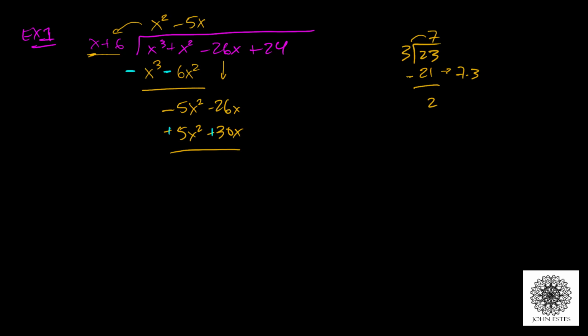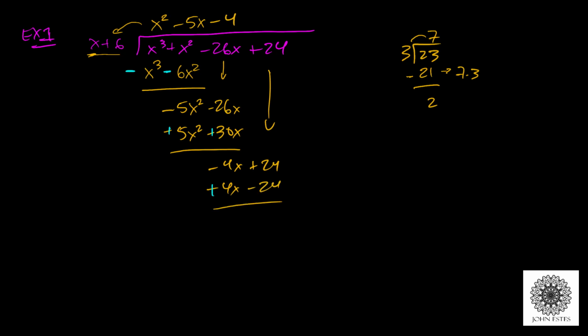So that's going to give me 0x squared. Negative 26x plus 30x is negative 4x. And then let's bring down the plus 24, and we'll play again. So x times what gives me negative 4x? How about negative 4? Now when I distribute that negative 4, I get negative 4x minus 24, and again I'm going to subtract.